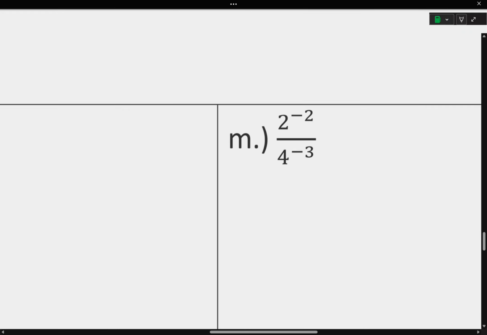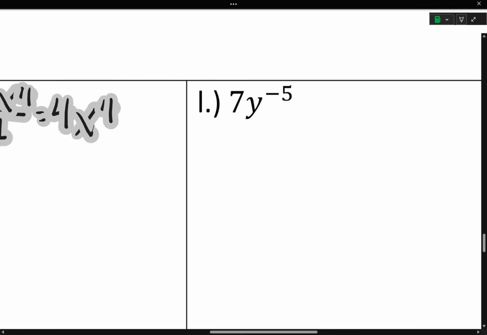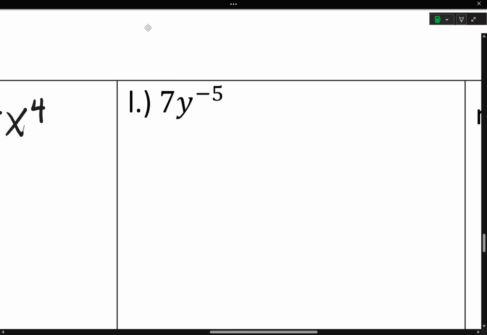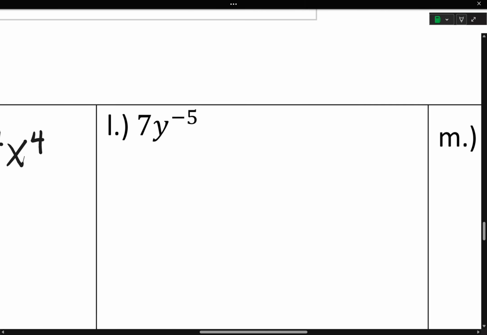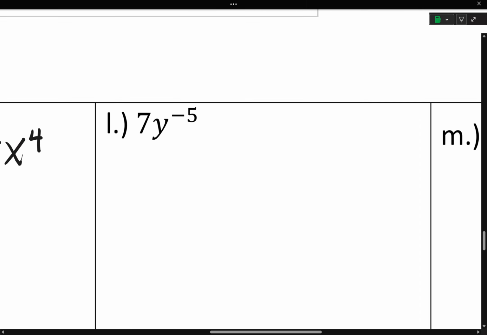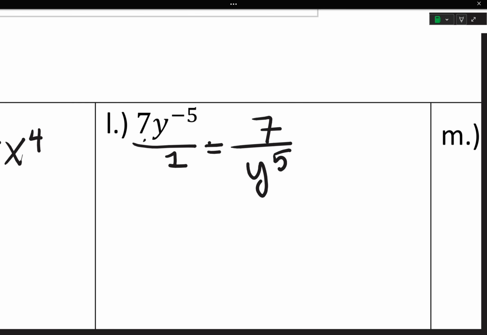Whoops. Just like the previous one, the 7, or the two previous? Yeah, like letter J, the 7 does not have a negative exponent, so we're going to be keeping 7 in the numerator. But y to the 5th goes down to the denominator.